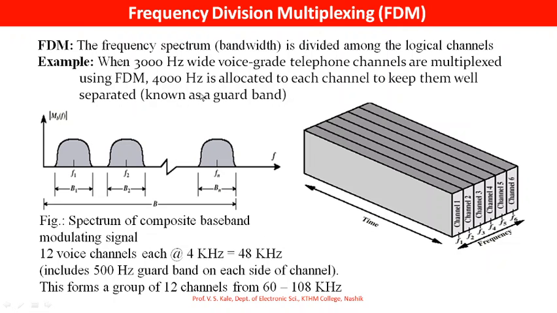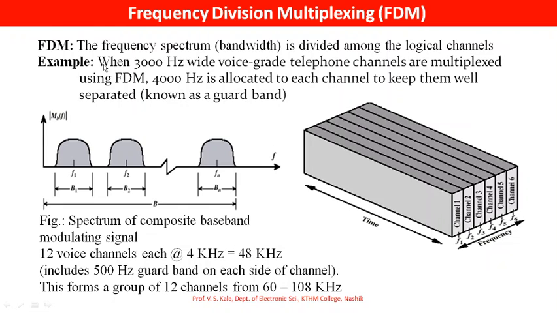See the details of frequency division multiplexing. In FDM, the frequency spectrum, that is the total frequency spectrum bandwidth, is divided among the logical channels. This diagram shows that whatever the frequency is there, that frequency is divided into logical channels. This is channel 1, channel 2, channel 3, channel 4, 5, 6, like this. So bandwidth is divided into logical channels.